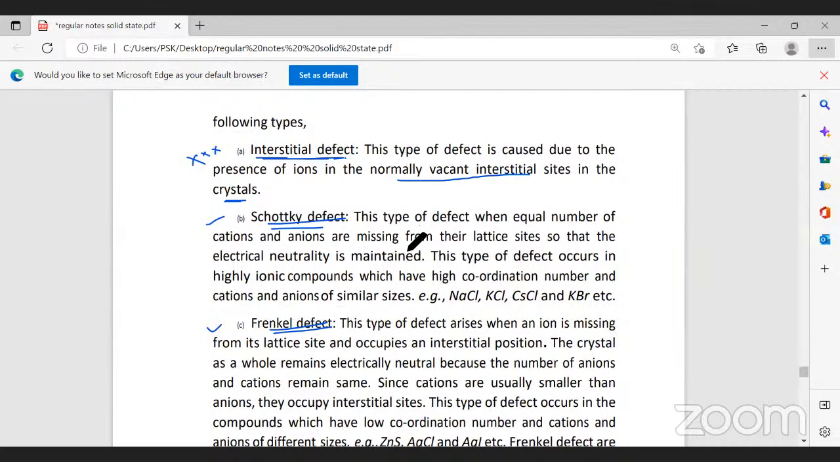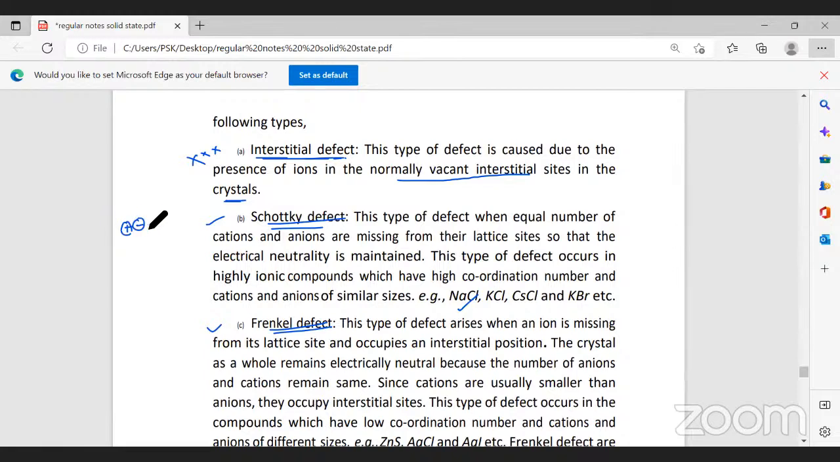Now, Schottky defect. This type of defect occurs when an equal number of cations and anions are missing from their lattice sites, so that electrical neutrality is maintained. This type of defect occurs in highly ionic compounds which have high coordination number and cations and anions of similar size. Anyways, now just observe this. They have given you NaCl. Okay, this is Na.